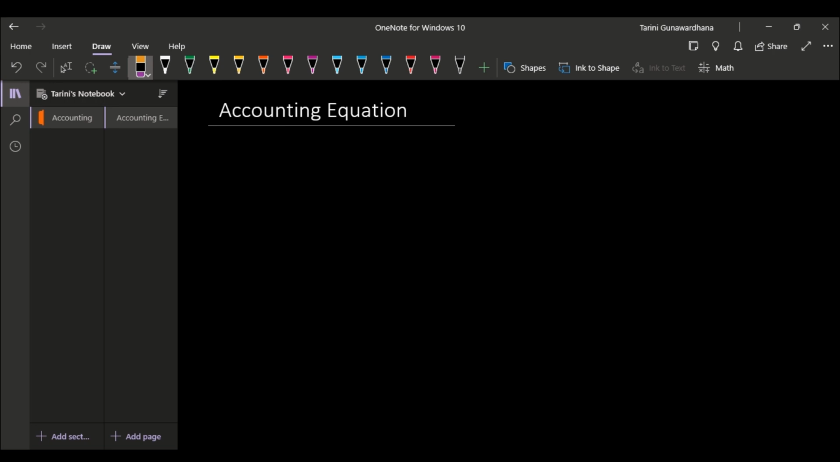Hello guys, today we are going to learn about the accounting equation. I will explain each and every element in the equation and also we will move on to examples.